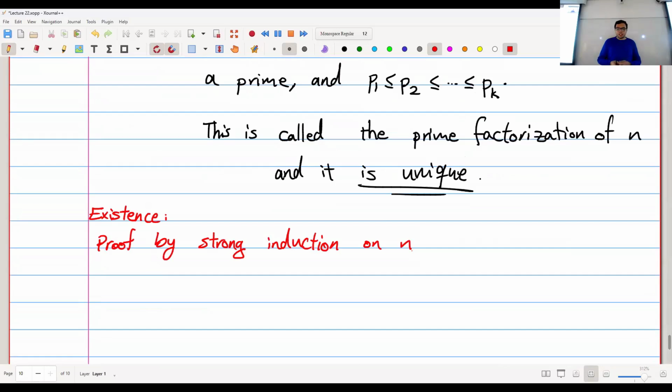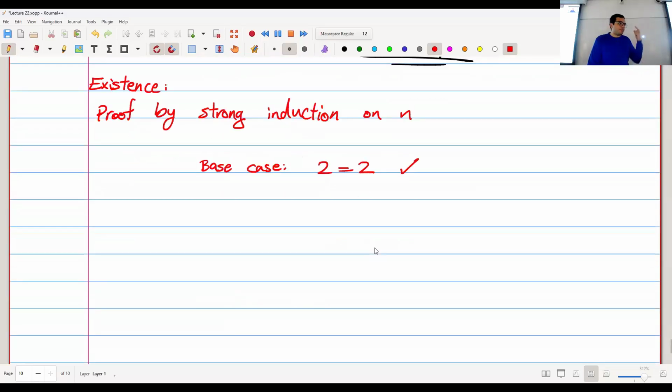Let's do a strong induction on n. My base case is when n is 2. You can verify that 2 is indeed equal to 2. That's the prime factorization of 2. I can also do more base cases. You can do 3 and 4 and so on if you want, but one base case is enough.